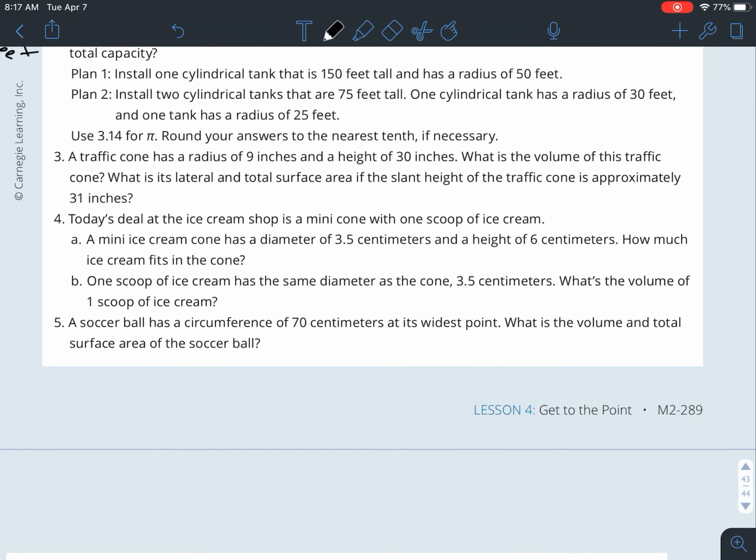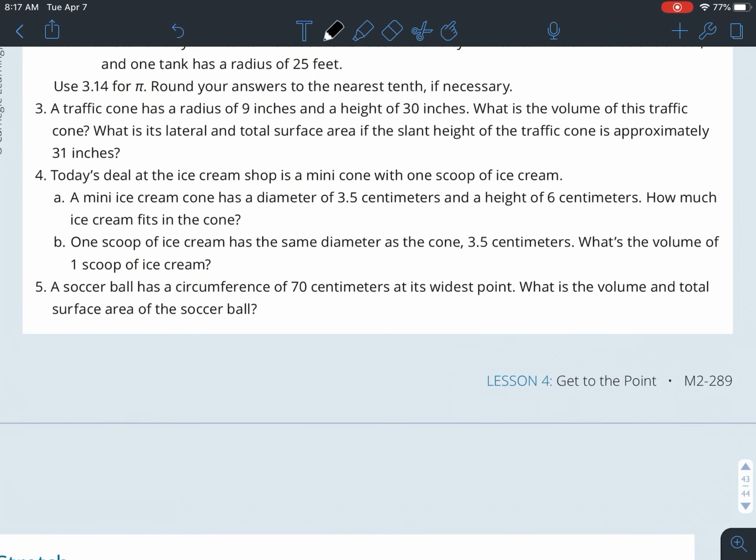So a traffic cone has a radius of 9 inches. We should all know a traffic cone, first off, is a cone. Let me make it more of a cone shape. So it says it has a radius of 9 inches, so putting that there, 9, and a height of 30 inches. I know it's not exact, guys, so don't make fun of me. What is the volume of the traffic cone? What is the lateral and total surface area of the slanted height?